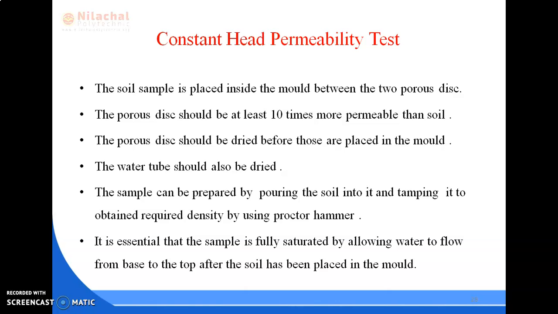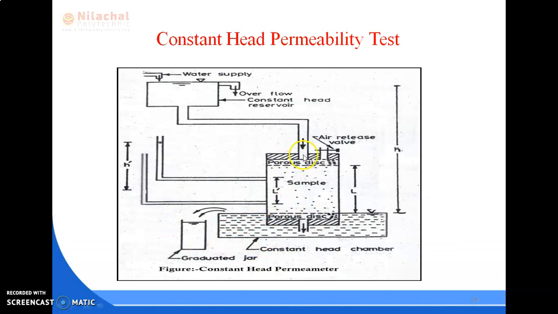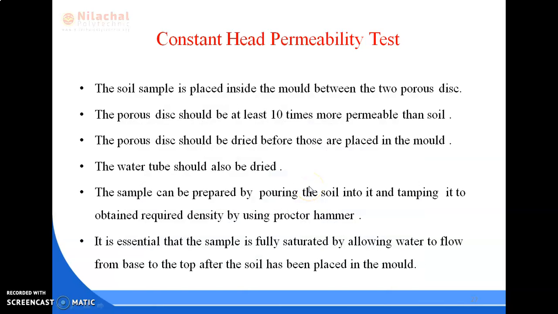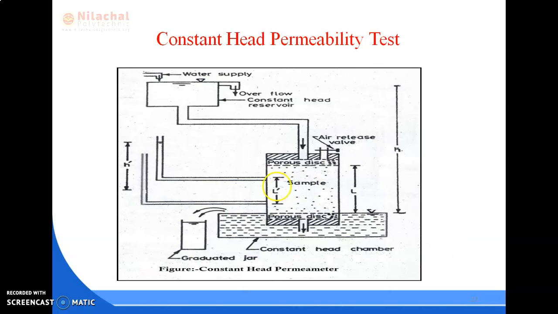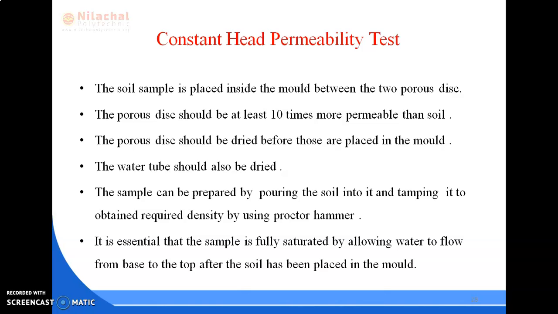The soil sample is placed inside the mold as shown in the figure between two porous discs, and the porous disc should be at least 10 times more permeable than the soil. The porous discs should be dried before they are placed in the mold, and the water tube should also be dried. The sample can be prepared by pouring the soil into it and tamping it to obtain the required density using a Proctor hammer. So we have to put the soil and compact it properly using a Proctor hammer.